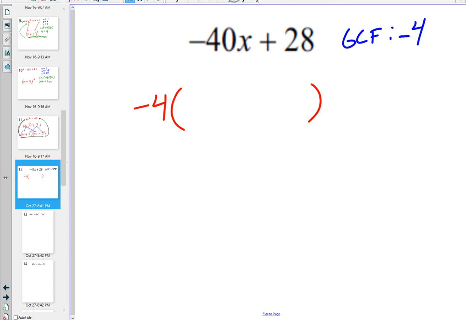We started with 2 terms. We're still going to have 2 terms. Just divide each one by negative 4. Adam, what's negative 40x divided by negative 4? 10. Negative 10. No. Well, you have to write the first time 10, but don't forget the x. Georgiana, what is 28 divided by negative 40?